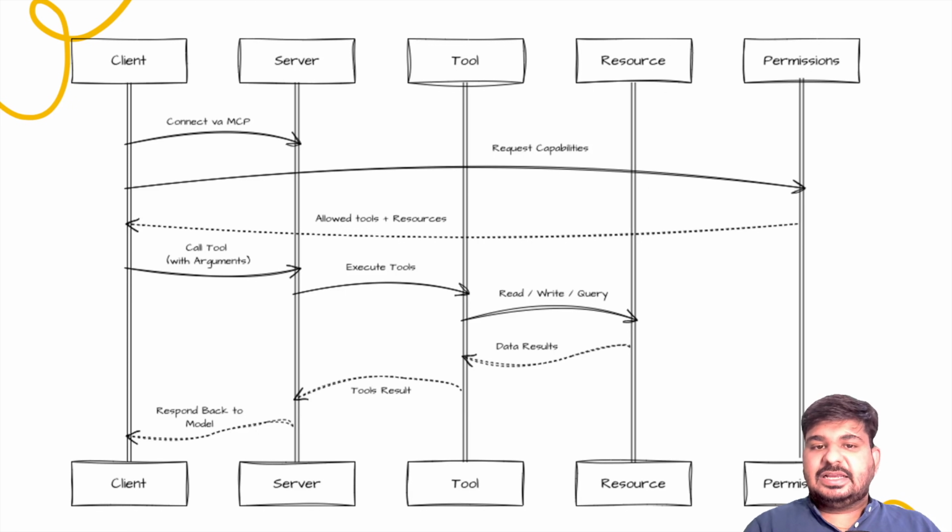Each participant has a clear role. The client reasons, the server exposes capabilities, the tool performs the action, resources provide data, and permissions keep everything safe. Together, they form an execution loop that powers modern AI agents.